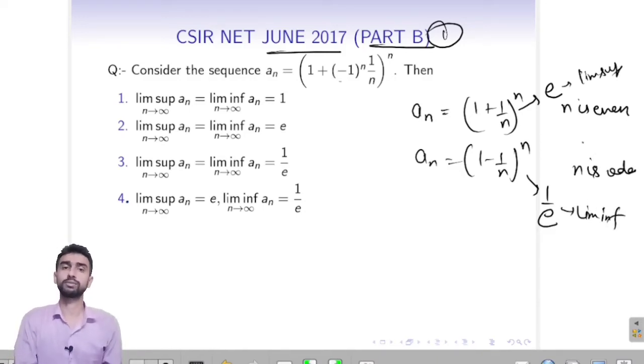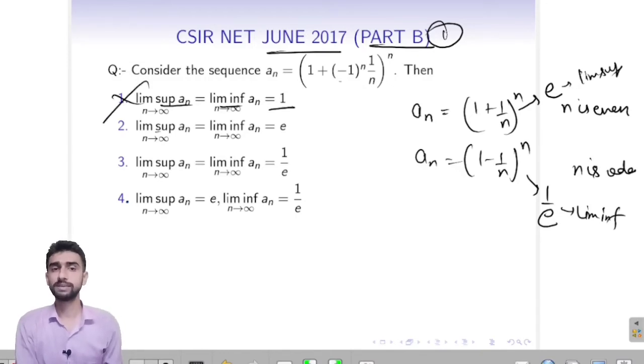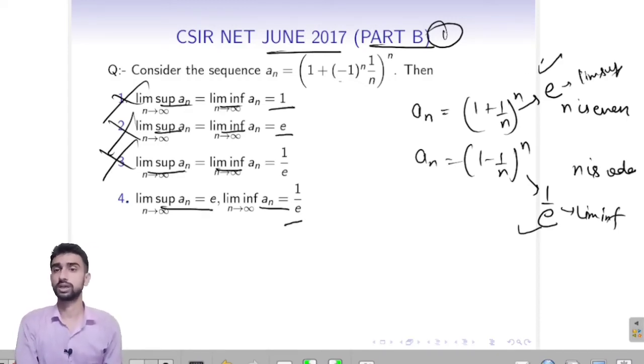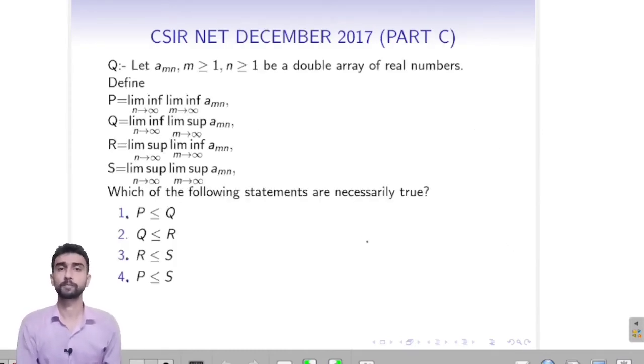Now based on this information, see which options are correct and which are not. It says LimSup and LimInf are both equal to 1, so it is incorrect. It says LimSup and LimInf are both equal to e. No, both are not equal to e. One is e and one is 1 upon e, so it is also incorrect. It says LimSup and LimInf are both equal to 1 upon e, so it is also incorrect. This says LimSup is e and LimInf is 1 upon e, which is what we got. So option 4 is correct here.